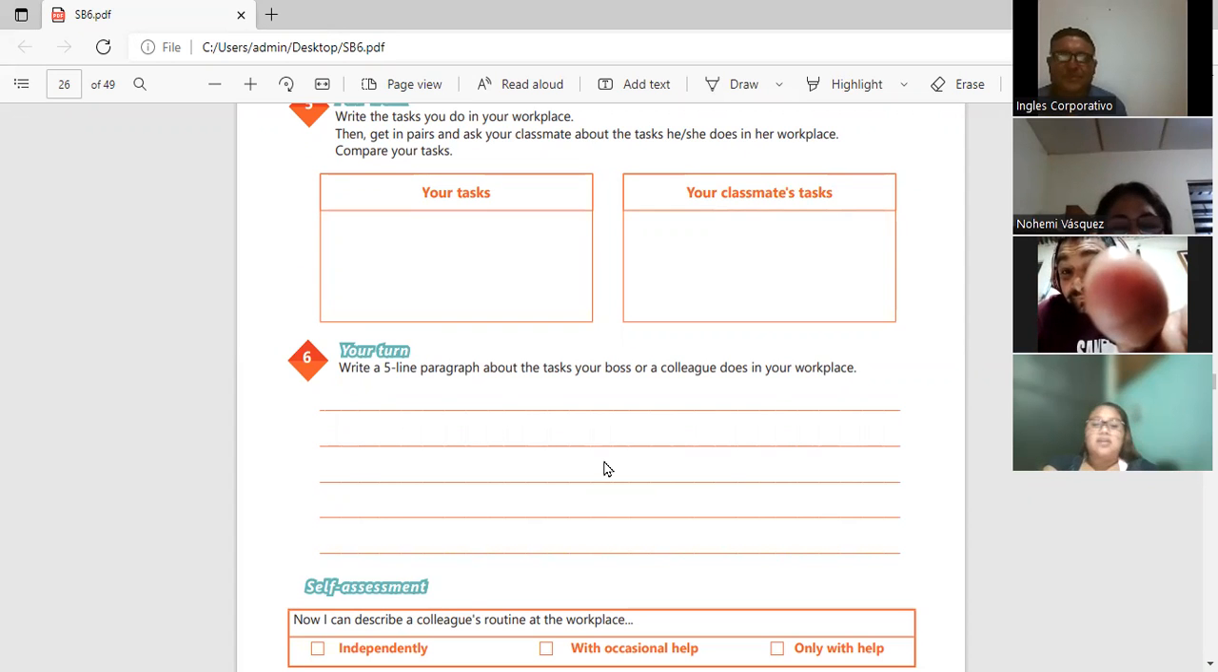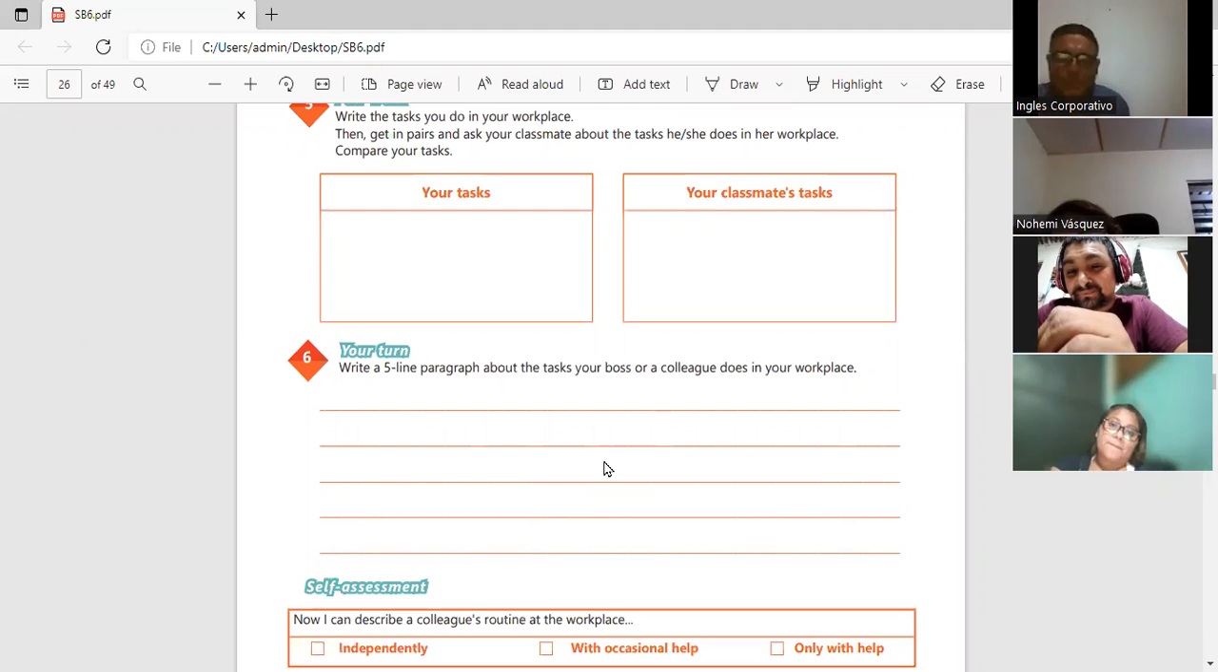Un párrafo de 5 líneas de las tareas de tu jefe o colegas que hacen en el lugar de trabajo. Very good, thank you. Entonces, ¿por qué estamos escogiendo a otra persona? Sencillo, so you can practice the third person singular.